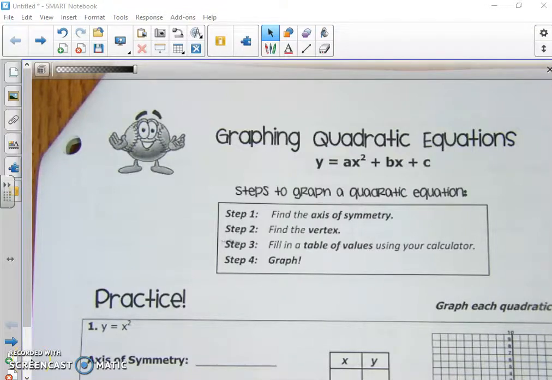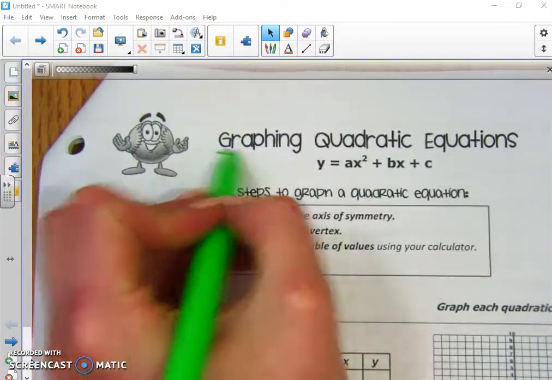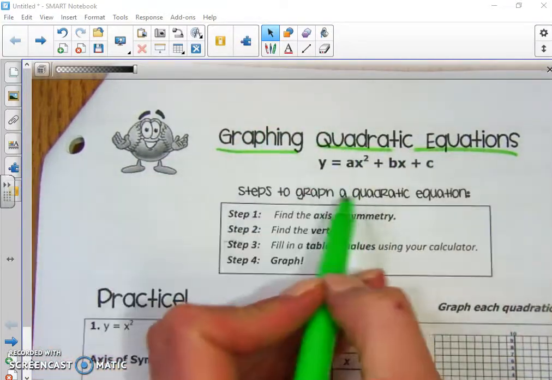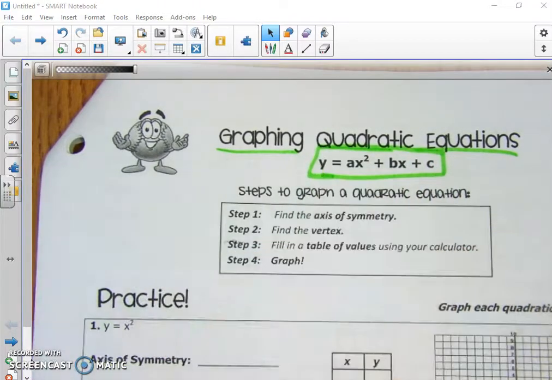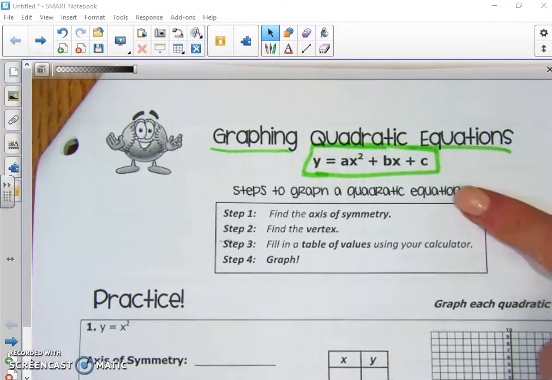All right, tonight we are going over graphing quadratic equations. Graphing quadratic equations starts with being given an equation. It's going to be quadratic, so it's going to be something squared plus bx plus c, written in standard form that way. We're always going to follow these 4 steps in order to do that.